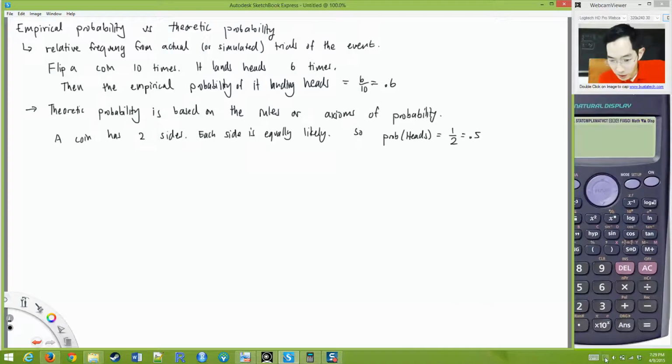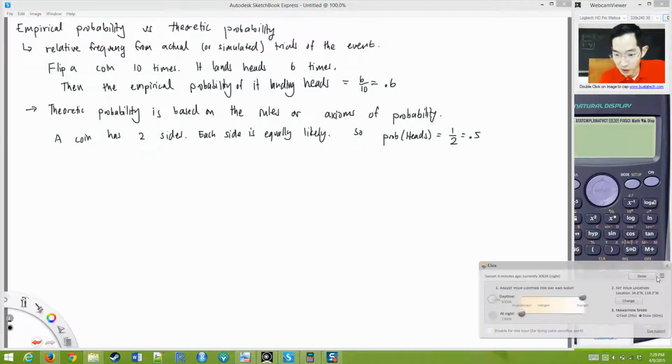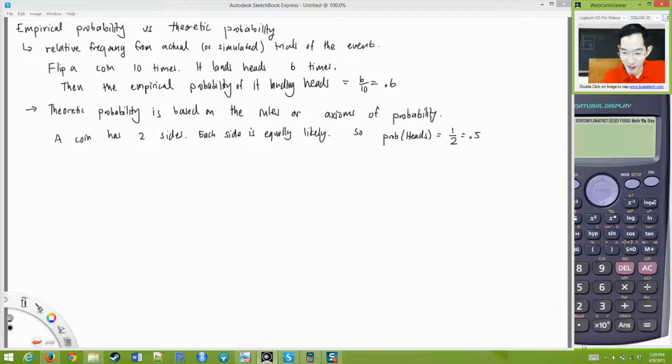You know what? I think I always forget to fix this. That should improve our color on the screen.